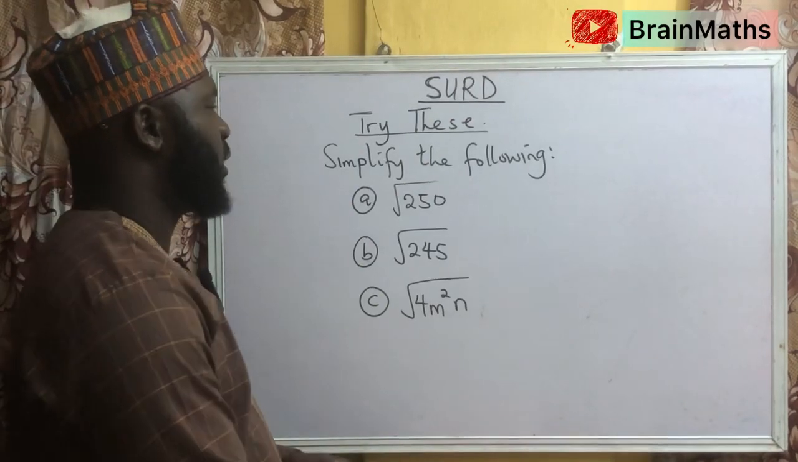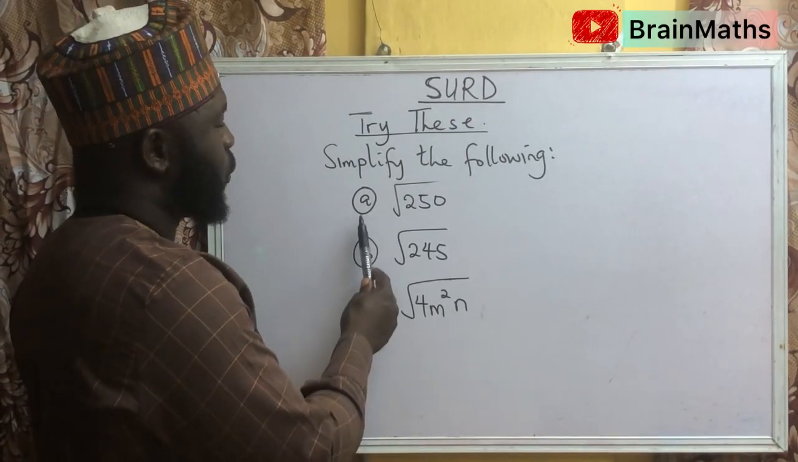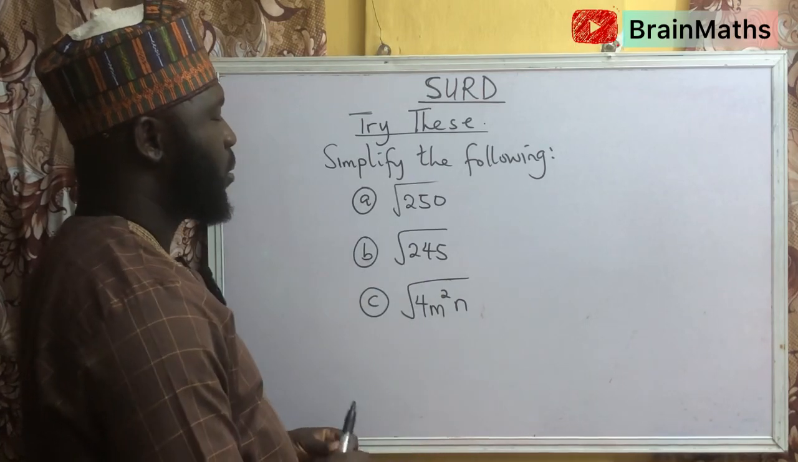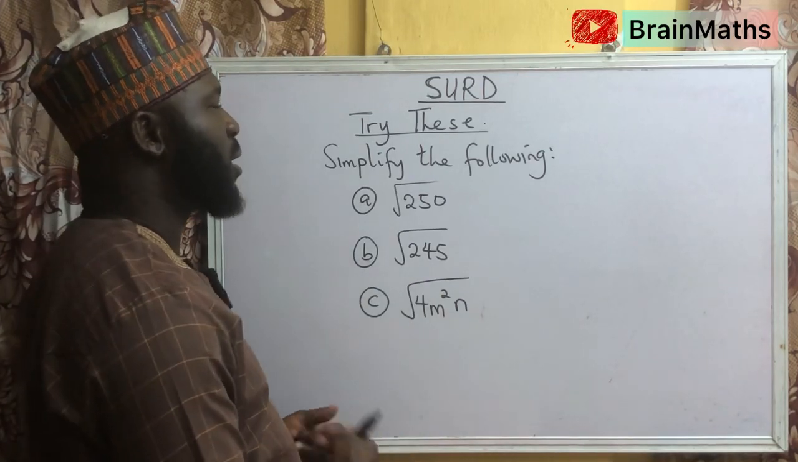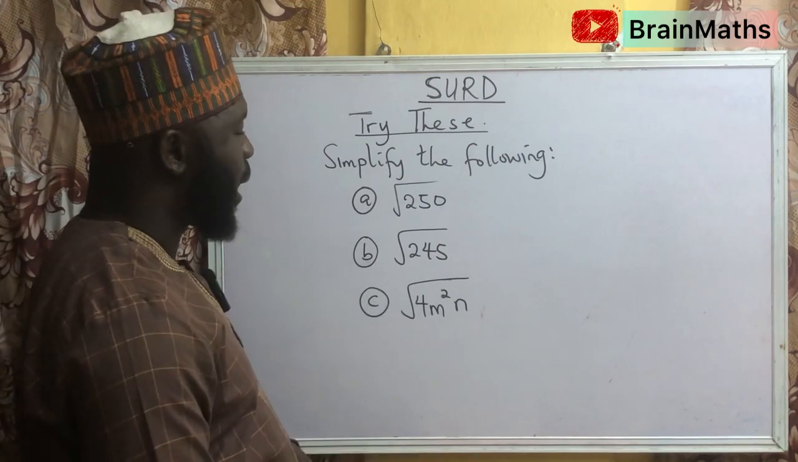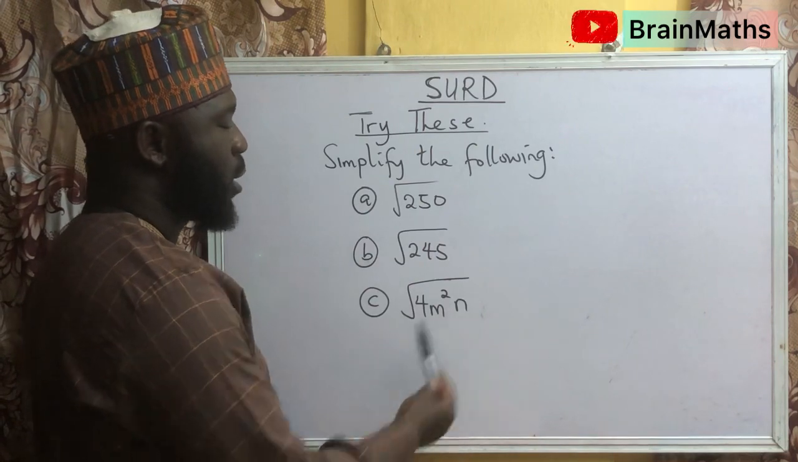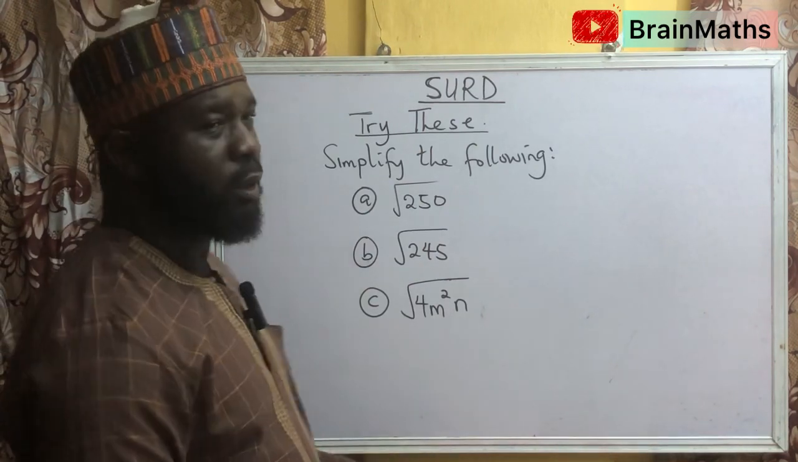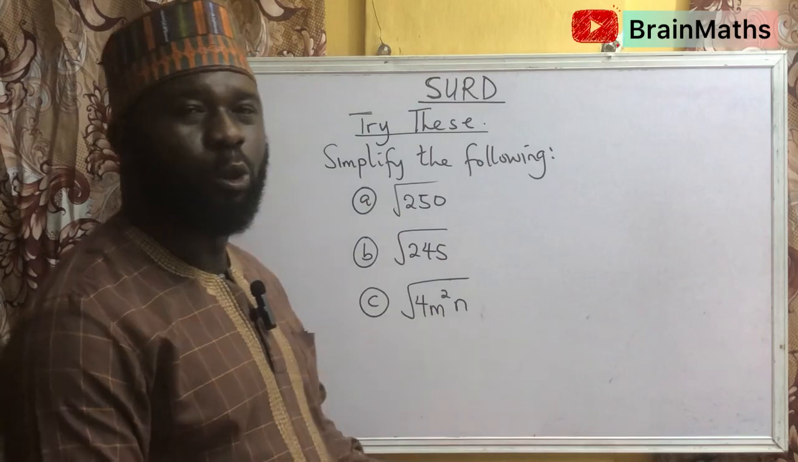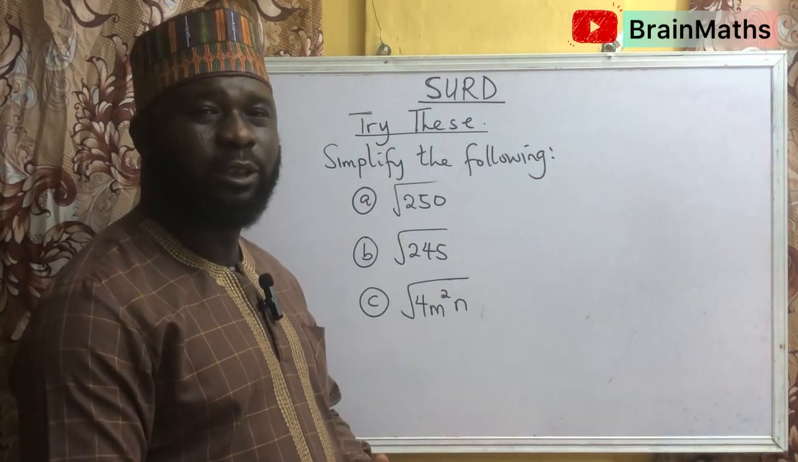Try to solve these problems on your own. We have the square root of 250. Break it down and write your answer in short form. We also have the square root of 245 and the square root of 4m squared n. Try to solve each and every one of them on your own. After solving, leave your answer in the comment section.